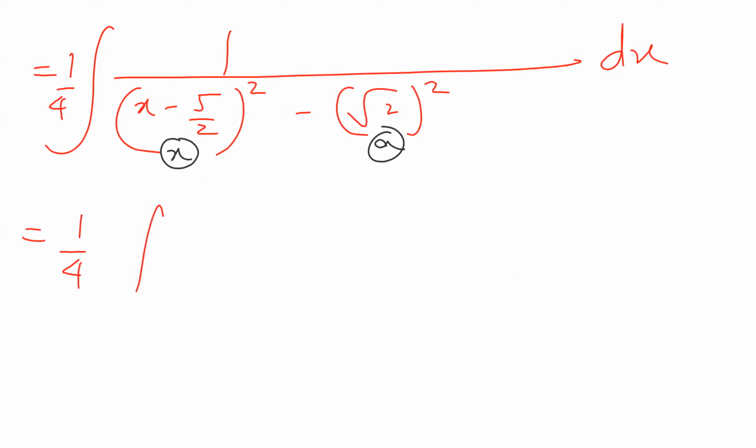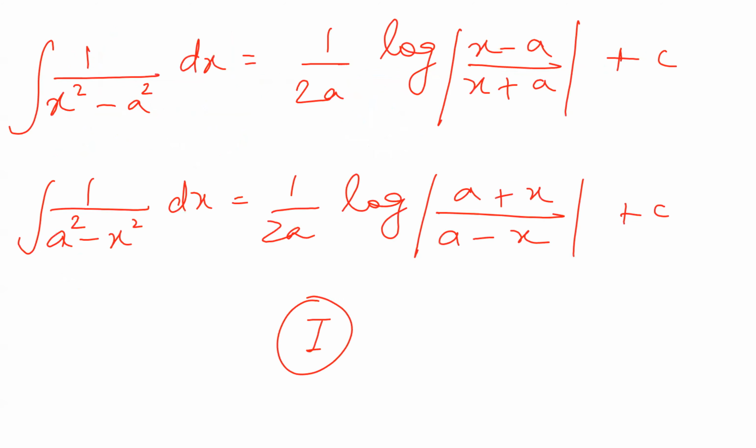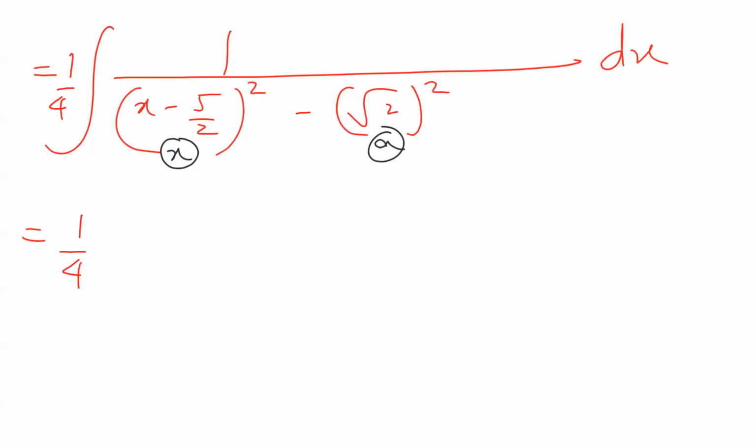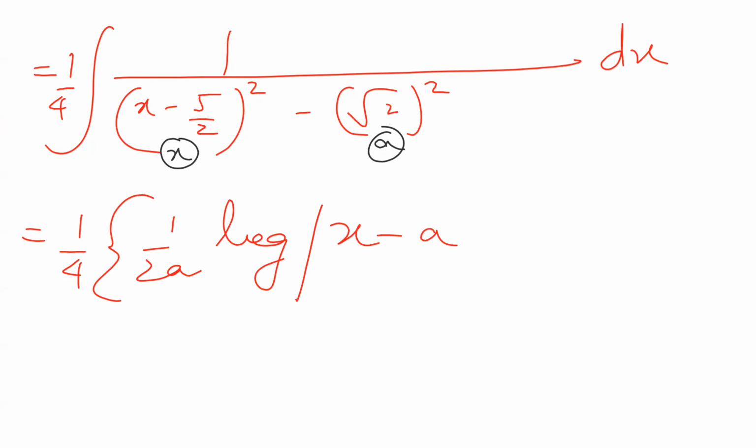So 1 by 4, let's apply the formula 1 upon x square minus a square. Again the first formula: 1 upon 2a log modulus x minus a upon x plus a. Now replace x with x minus 5 by 2, and remember x minus 5 by 2 is a linear algebraic term.